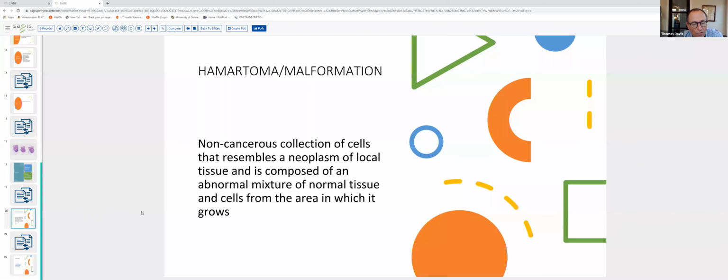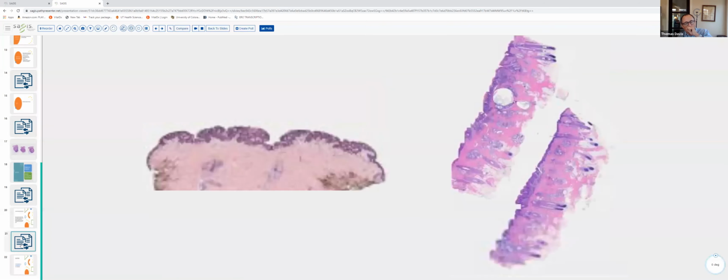And then finally, we'll close out with a look at hamartomas or malformations. Now, by definition, a hamartoma is a non-cancerous collection of cells that resembles a neoplasm of local tissue. And remember from medical school, it's composed of an abnormal mixture of normal tissue and cells from the area in which the hamartoma is located. So we'll go ahead and look at a couple of hamartomas.